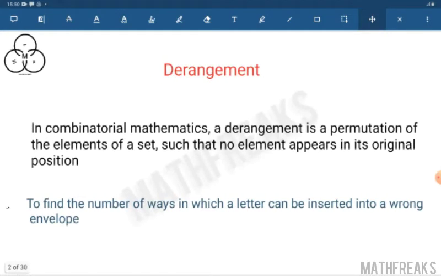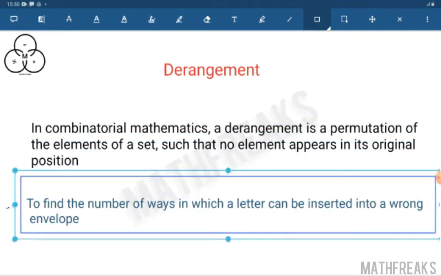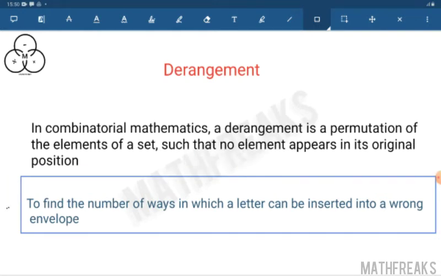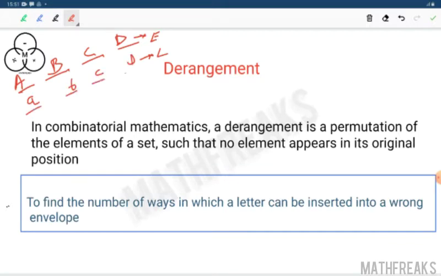So what do I mean by derangement? The basic idea of derangement appeared with this: we had to find the number of ways in which a letter can be inserted into a wrong envelope. Suppose we have 4 letters and 4 envelopes. Let me name the envelopes A, B, C, D, and these are the letters A, B, C, D, such that the letters will always go to the wrong envelope, and this concept of derangement emerged.